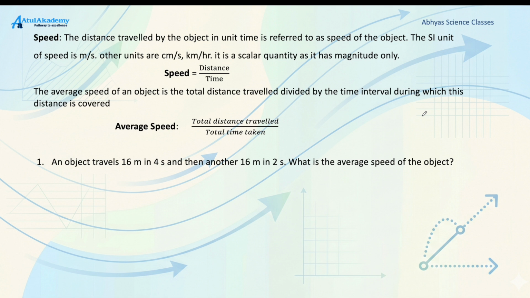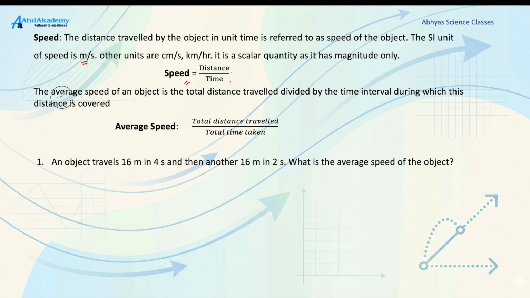Now what exactly is speed? The distance traveled by the object in unit time is referred to as the speed of the object. The SI unit of speed is meter per second. There are other units also, centimeter per second and kilometer per hour. It's a scalar quantity and has magnitude only, no direction. So speed is given by distance upon time.